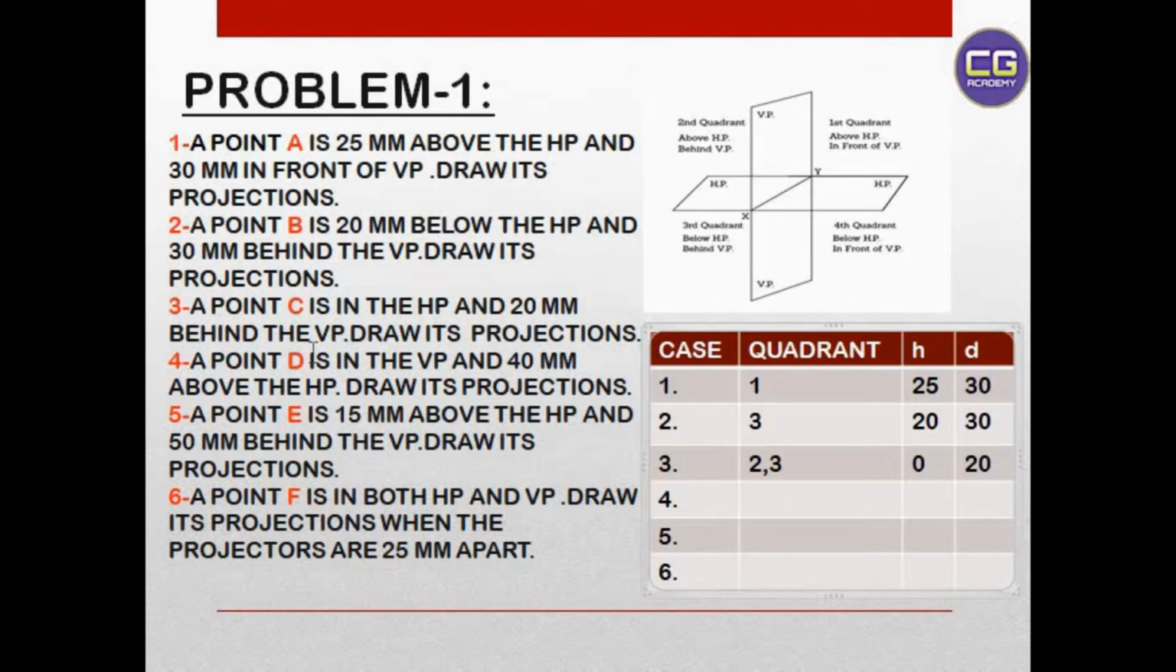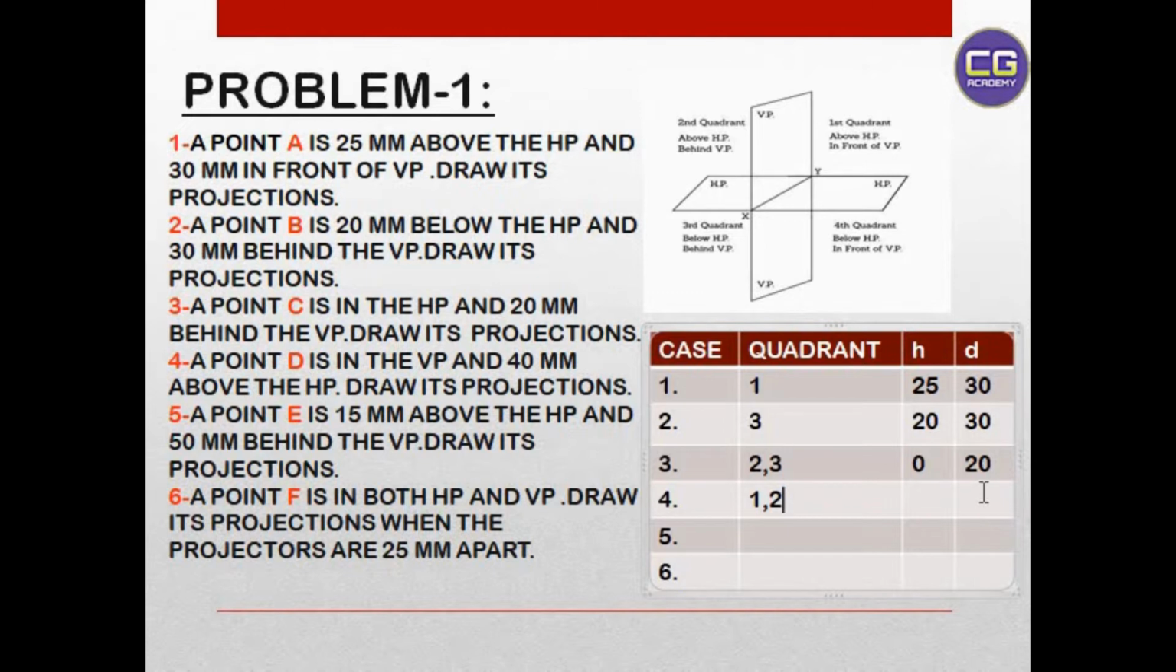For the fourth case, a point D is in the vertical plane. In the vertical plane indicates that somewhere here it would be resting, 40 mm above the horizontal plane. 40 mm above the horizontal plane indicates that the point must be resting in either the first or second quadrant. So let us note it down: first or second quadrant. Now, whenever a point is resting in the vertical plane, the distance from the vertical plane becomes 0.